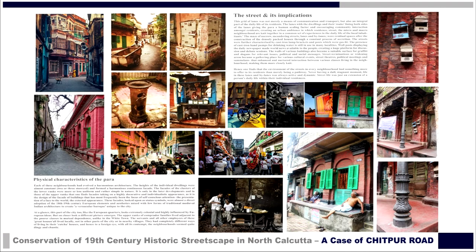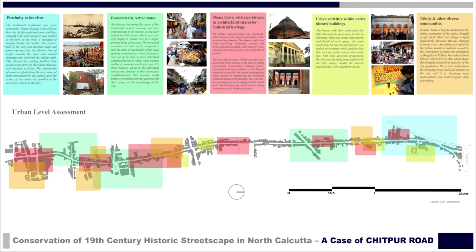Each of these neighborhoods had evolved a harmonious architecture. The lane with the dwellings and their rocks leaning on both sides of the lanes gave the para a human scale factor and encouraged community interaction among residents, creating an urban ambience in which residents, streets, and the micro and the macro neighborhoods are formed. At an urban level assessment, there are 5 major potential areas that are identified.